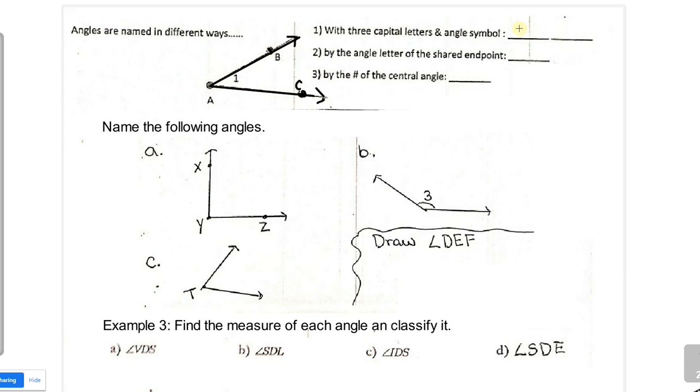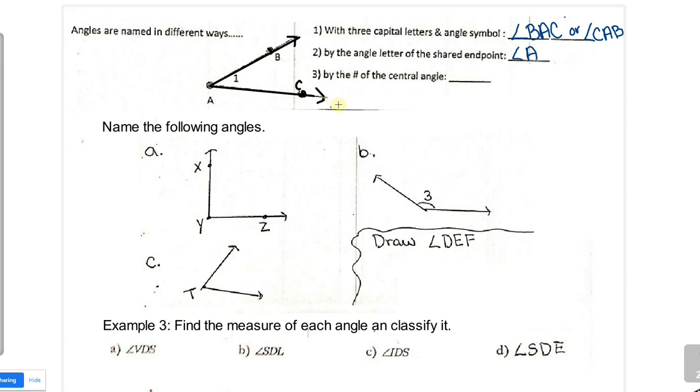So we could say this is angle BAC. You go in order. Or you can say it's angle, and we can start with C, CAB. So you can do it by the 3 letters. You can also name it just by that endpoint that's in the center of it. So this we could say is angle A.